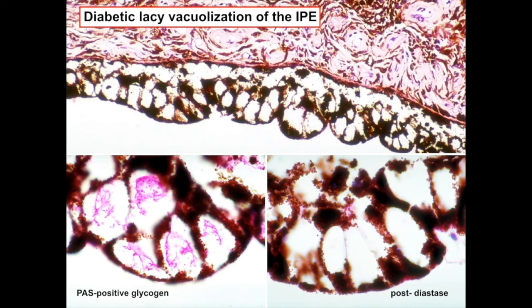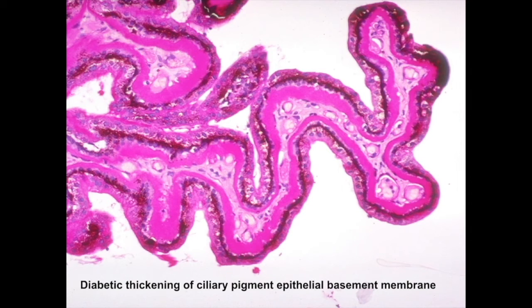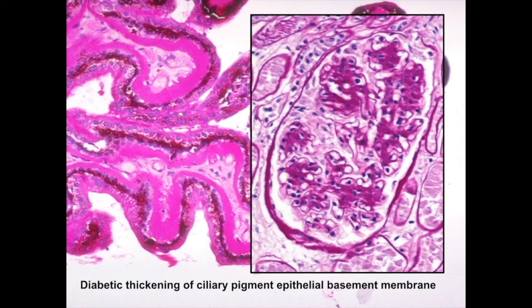This is actually fairly uncommon. The sugar has to be very high at the time of enucleation to get this. Another feature that we see is diabetic thickening of the basement membrane of the pigmented ciliary epithelium. When I have a case of neovascularization, I will immediately look at the ciliary body to see if the basement membrane is thickened. Of course, if the basement membrane is thickened here, it may be thickened in the kidney, and the patient is at risk for Kimmelstiel-Wilson disease.